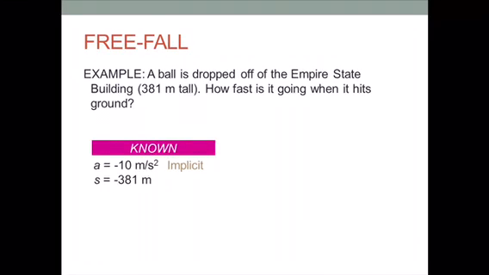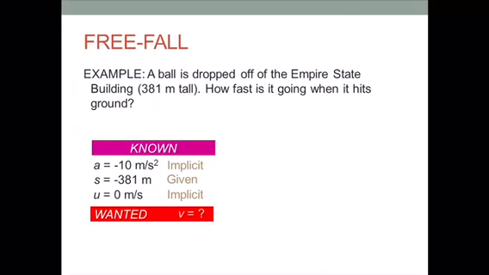The displacement of the fall will be 381 meters, as the building is that tall. However, it should be noted that it's a negative because we're going from up downwards. That's a given. And the initial velocity is 0. That's implicit. We want final velocity, or v.